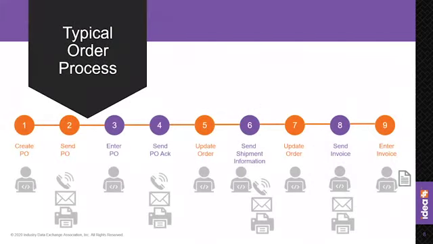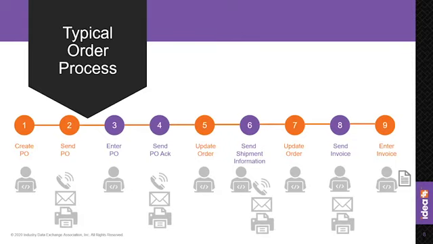So let's take a step back and look at what a typical order process looks like. This is a typical B2B business process where we're actually sending an order. The purchaser creates a purchase order, then emails or faxes and sends the purchase order to the vendor. The vendor then receives the order and inputs the purchase order in their own system. The vendor may call or email or print and fax the order acknowledgement.